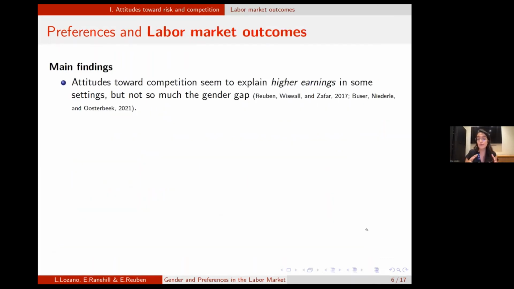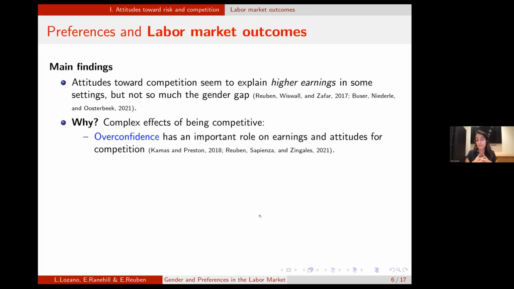Now, when it comes to labor market, we also have evidence showing that someone that is more competitive tends to have higher earnings in some settings, but this does not necessarily explain very well the gender gap in earnings in the first place. Why is this the case? So there is some literature also showing that understanding the role of preferences for competition in labor market outcomes, and on its own on the gender gap, is pretty complex.